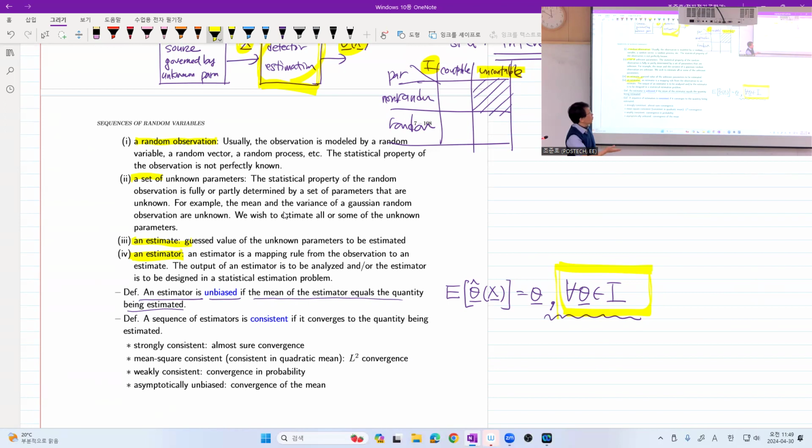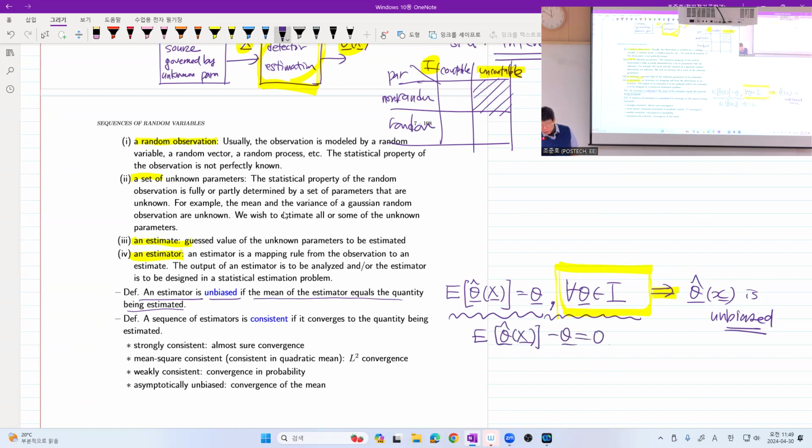If this is true, then that estimator, theta hat, if this is true, then what? Theta hat of x as an estimator, this is a deterministic function, an estimator is called unbiased. By the way, the reason why this is called unbiased is that if you subtract, then it is 0. 0 means no bias.